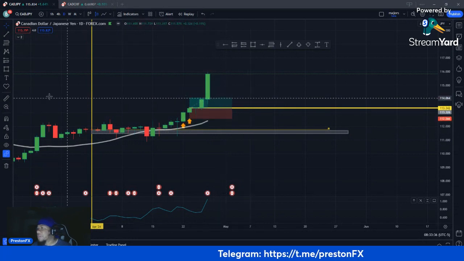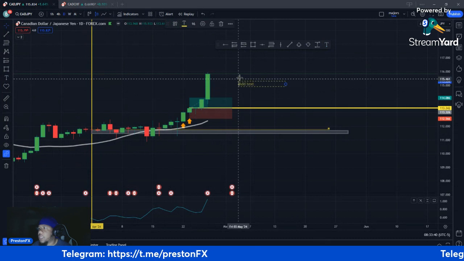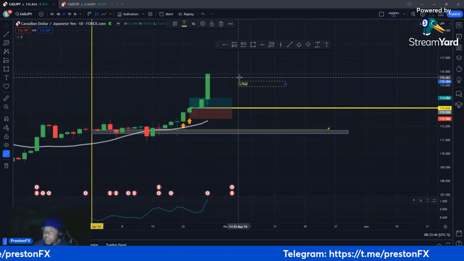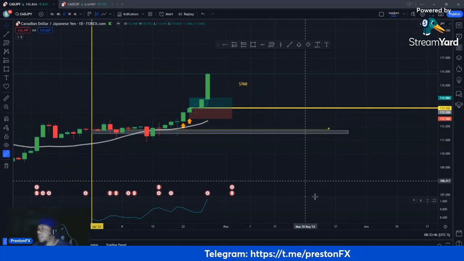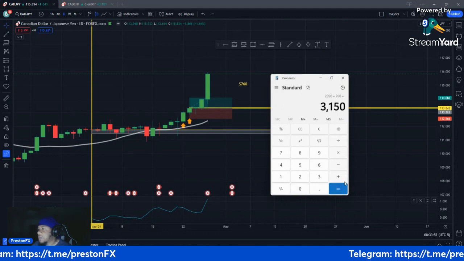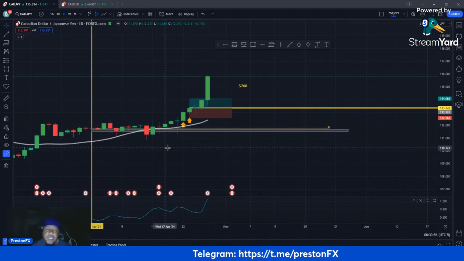And again, 76. So if you look, one lot, that is 760 right here. Let's total up plus 760. 3150. So at the end of the day, like I said, we waited the whole month.